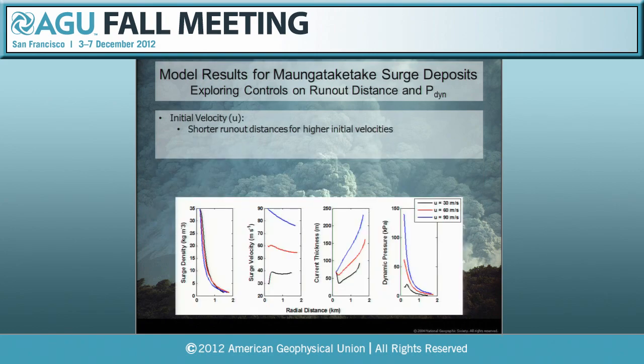Now, this is a little bit counterintuitive, but very interesting. When we vary initial velocity, here are the results, where we have an initial velocity of 30, 60, and 90 meters per second. And we see that higher initial velocities actually result in shorter runout distances. And this is a function of that entrainment coefficient. With higher initial velocities, you're pushing your current into a more supercritical regime and increasing the rate of entrainment, which is going to stop the flow more quickly. And we see the same relationship for increasing slope. So this also motivates the need to really understand the mechanism of entrainment as well.